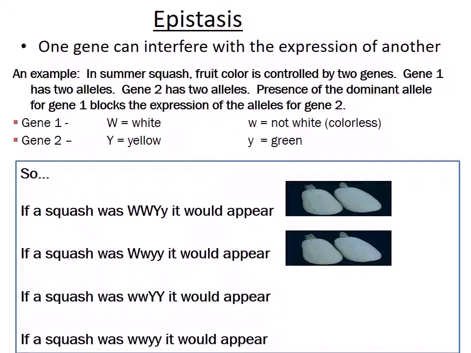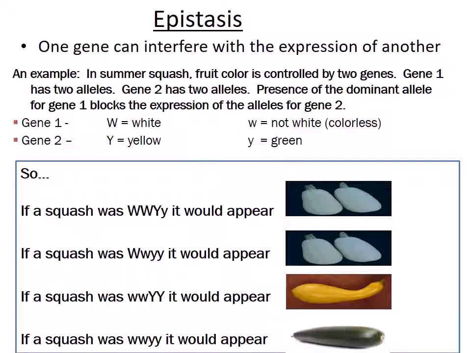Gene 2 has big Y. Big Y stands for yellow, so it's going to be yellow. And then if we had a little w, little y, it's little w's, so it's not white. And it has little y, so it's not yellow, it's going to be green. So that's epistasis, where one gene interferes with the expression of another.